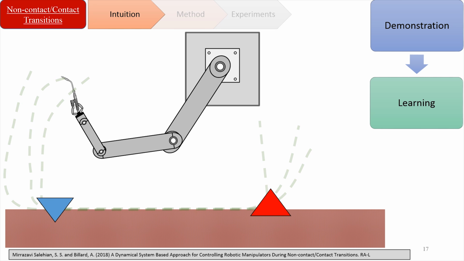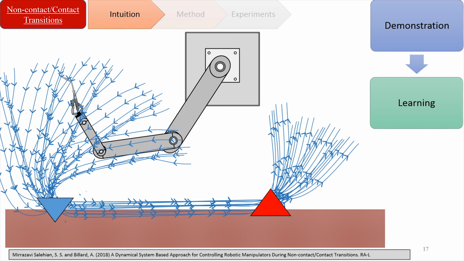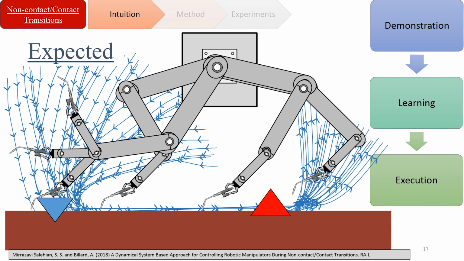So we learn the dynamical system. We're going to have the learned dynamical system, f(x). And what we expect to happen is that the robot goes into the table, stays on the table, moves on the table, and leaves the table at another position. But it's not going to happen in reality because we have not seen the interaction forces between the robot and the table while we are demonstrating the desired task to the robot.